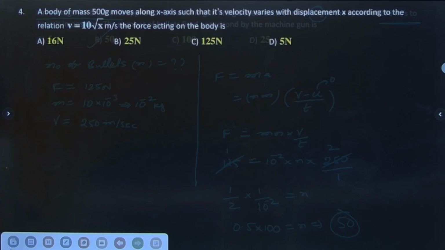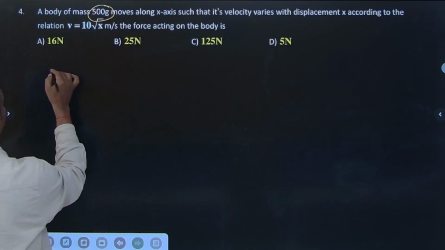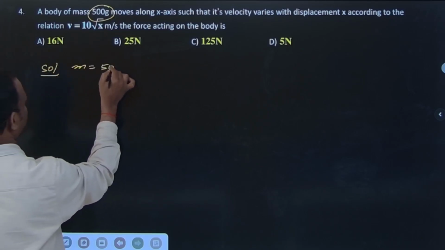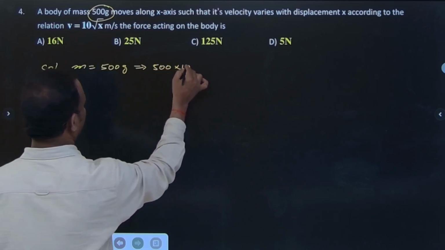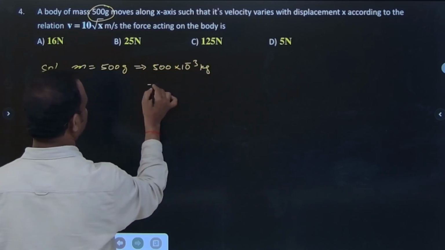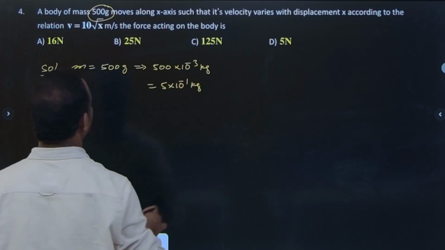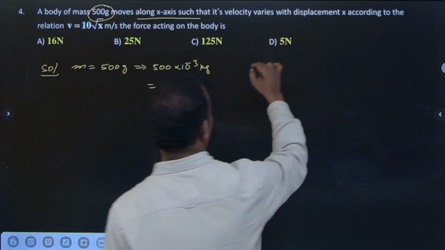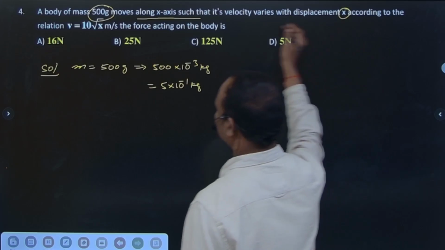Option B is correct. A body of mass 500 gram. Its mass is 500 gram. So you can convert 500 into 10 power minus 3 kg. So this is 5 into 10 power minus 1 kg. It moves along the x-axis, and velocity varies with displacement x according to some relation.